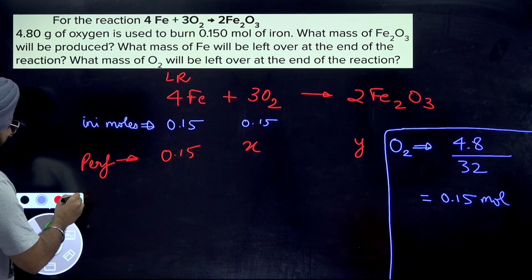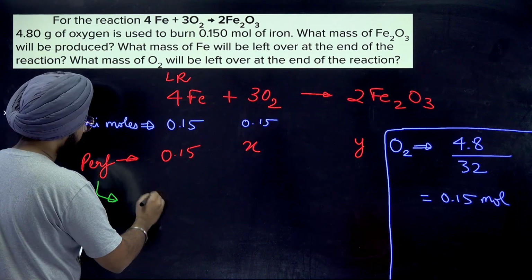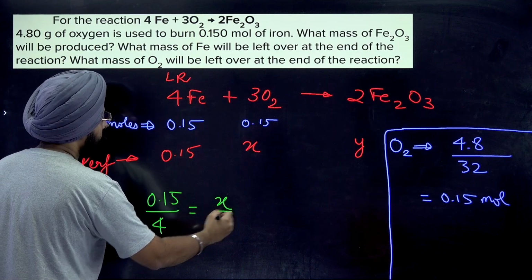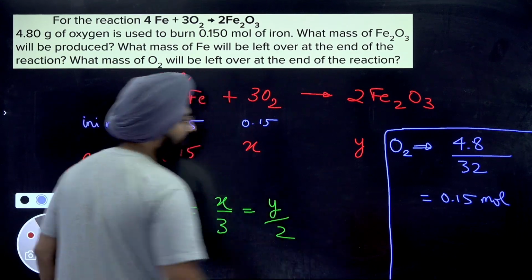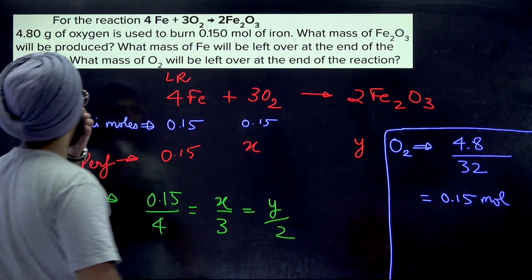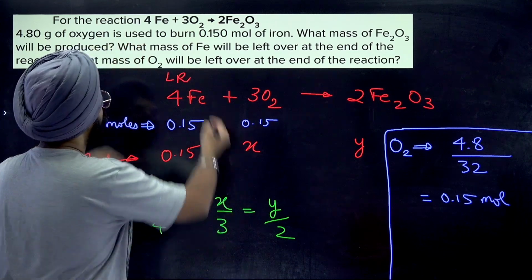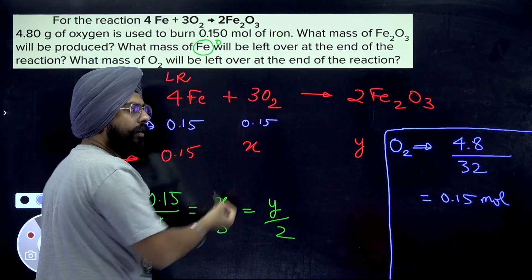In the perfect scenario ratios, I can write that 0.15 divided by 4 is equal to x by 3 is equal to y by 2. Just do this calculation. What is written here now? What mass of iron will be left over? 0. What mass of iron will be left over? 0, because iron is totally consumed.